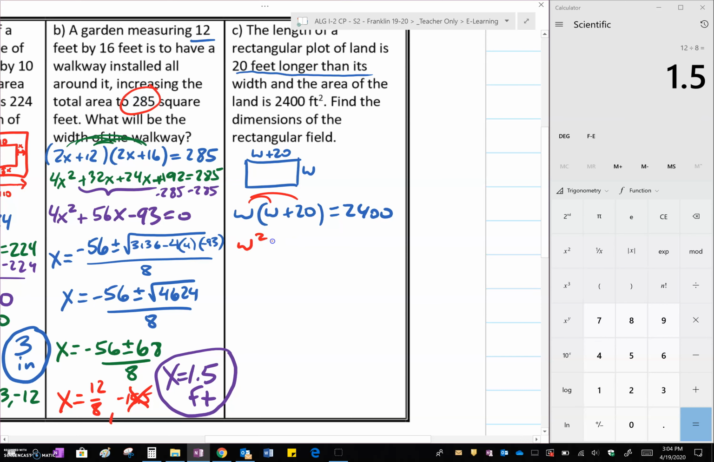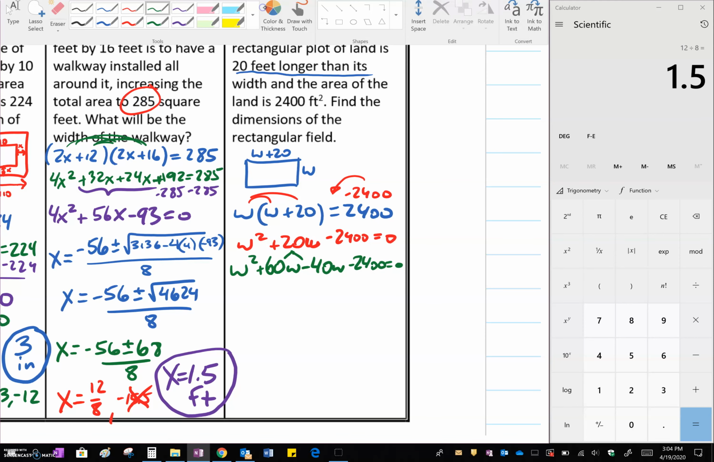And we can make that into our standard form: W squared plus 20W, and we subtract 2,400 from both sides. Minus 2,400 equals 0. All right, so we need two numbers that multiply to 2,400 and add to 20. 6 times 4 is 24, so 60 times 40 is 2,400. So we're looking for W squared plus 60W minus 40W, right? That's our factoring method. Minus 2,400 equals 0.